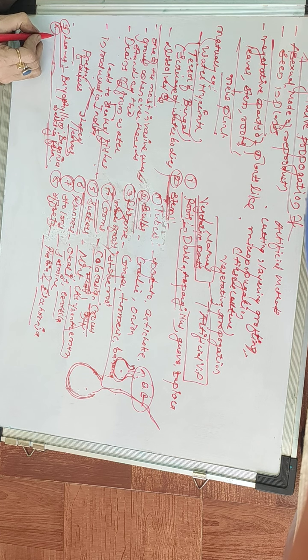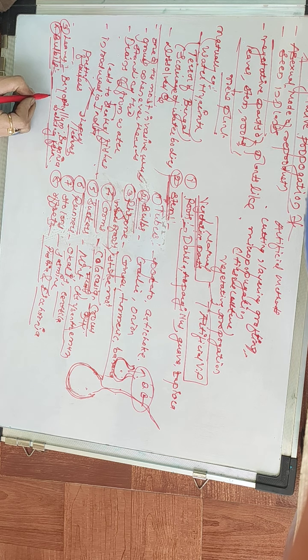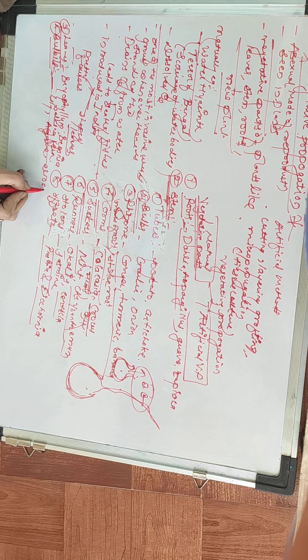Okay, the fourth part is called as bulbils. Bulbils are a part of the plant, and from that a new plant is developed. Examples are lily, then agave and Dioscorea. These are a few examples of bulbils, through which new plants are developed.